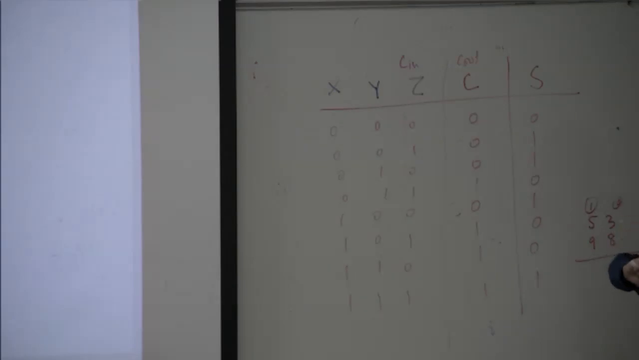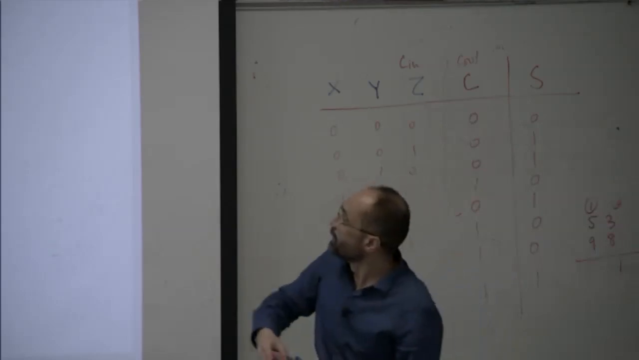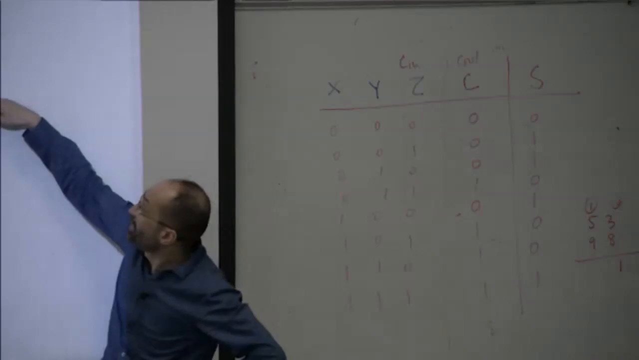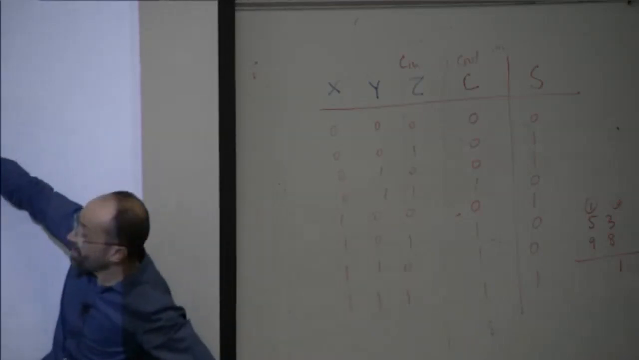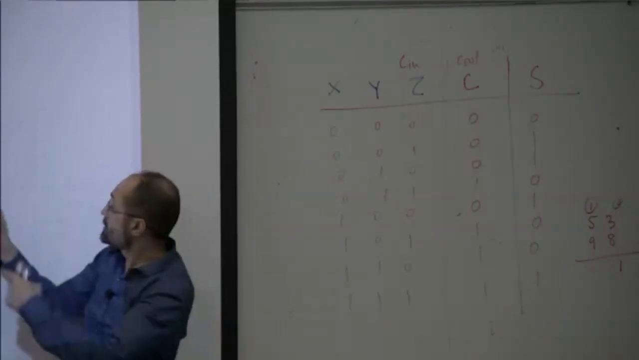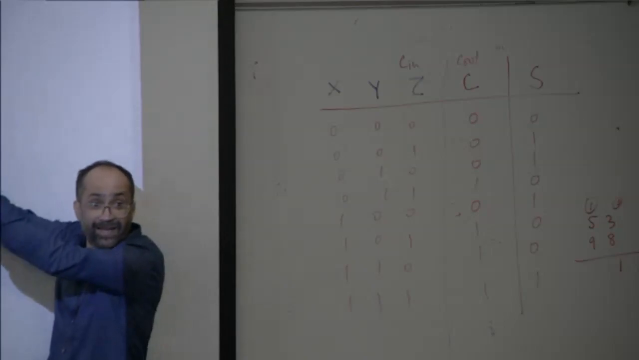Which carry in? What about carry in? You said the Z is carry in? This Z is carry in. Okay, I will explain. This Z is carry in for this bit. This is the carry in for this stage. This is the carry in for this stage. This is the carry out from the previous stage, and this is the carry in for the next stage.